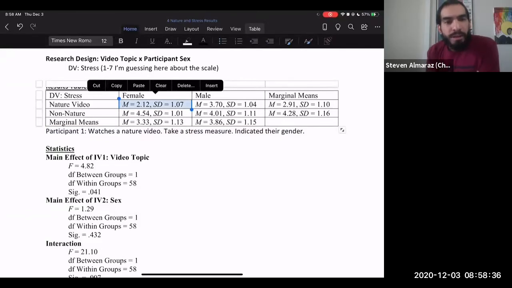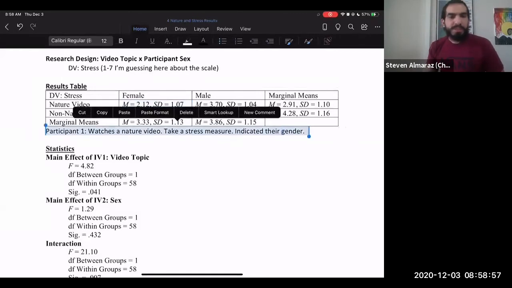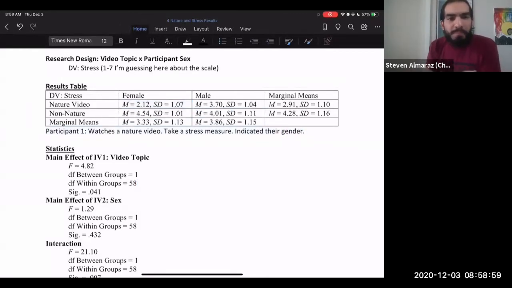All right, this box right here says the mean score for females in the nature video condition was 2.12. How did I get that score? Any guesses how we got from this information to that mean of 2.12? How did we get from there to there? Any ideas?